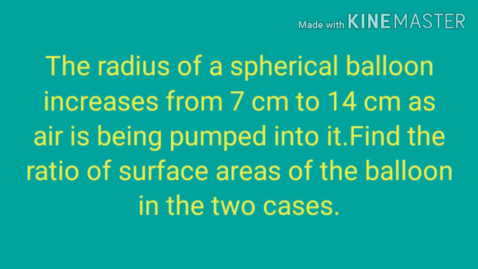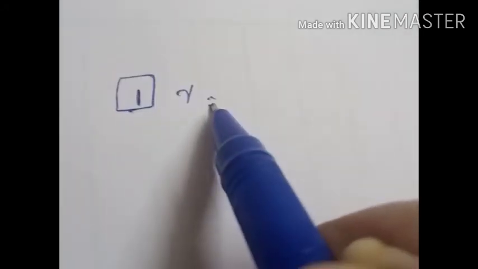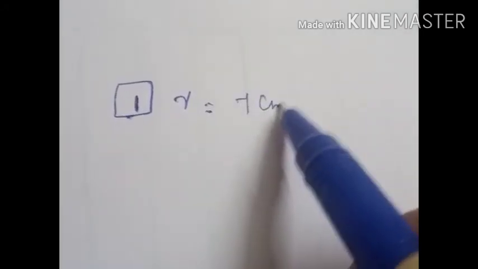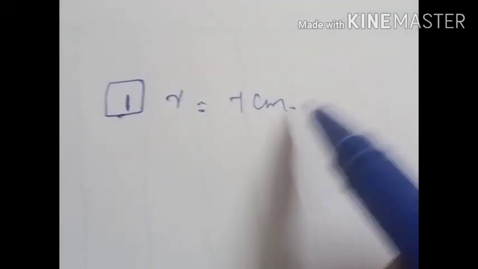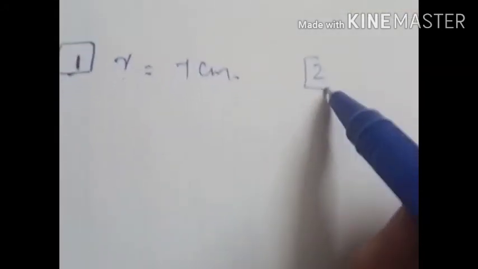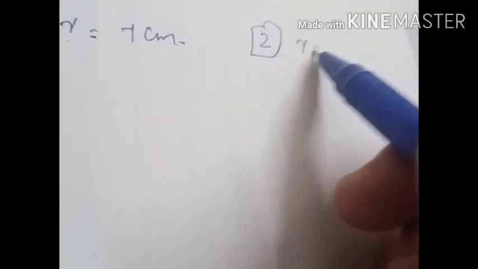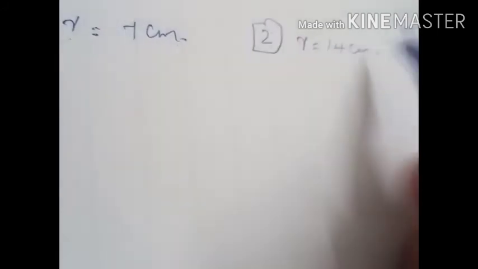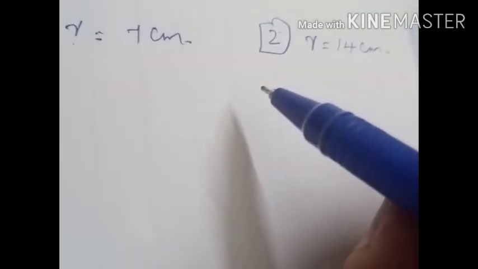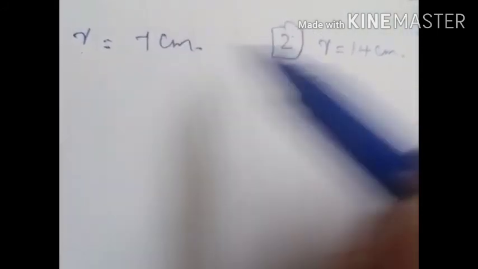We have to find the surface areas of the balloon in two cases. That means if the radius is 7 centimeter, what is the surface area of the balloon? And the same way, if the radius is 14 centimeter, what is the surface area? After finding the surface areas, we have to find their ratio. The balloon is in the shape of a sphere. Spherical balloon means it is a sphere.